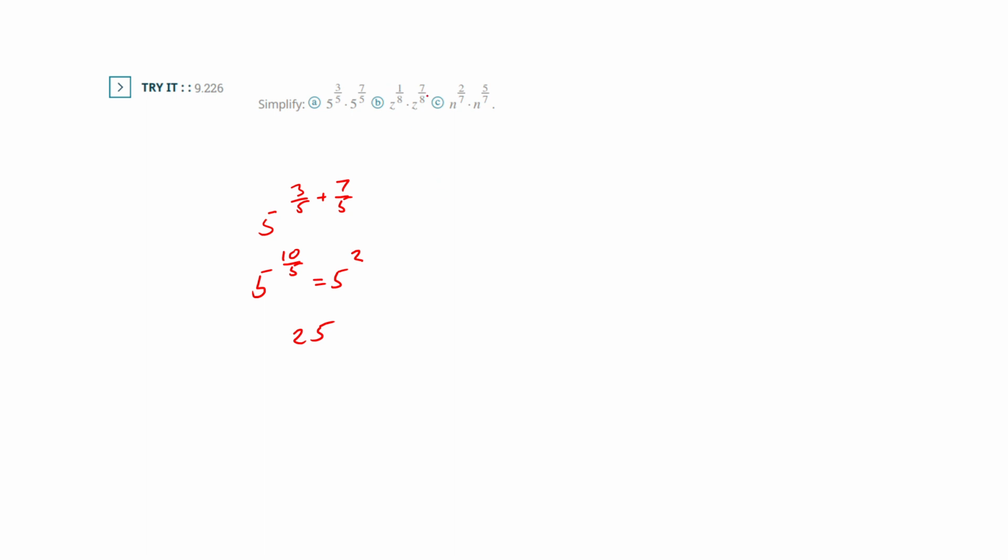Okay, now I'm adding these. So I'm not going to show it all again. If I'm adding these, I'd have 8/8, which is just z. If I'm adding these, I'd have 7/7, which is just n.